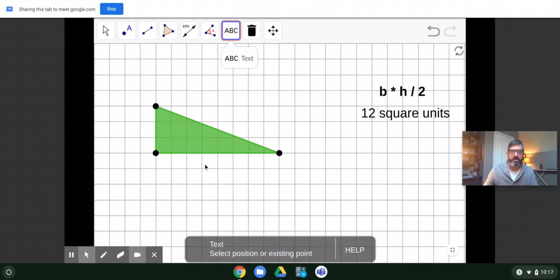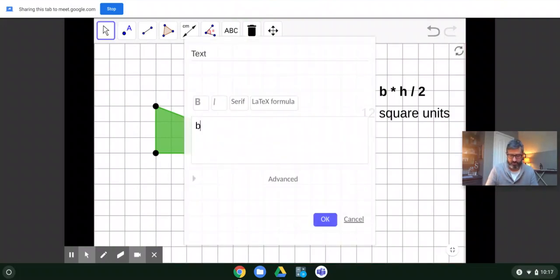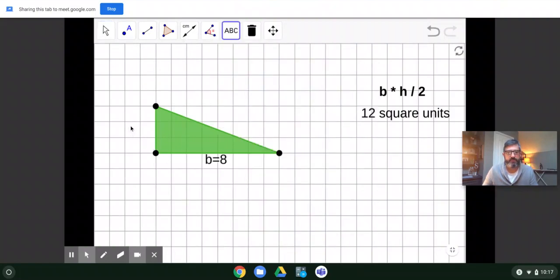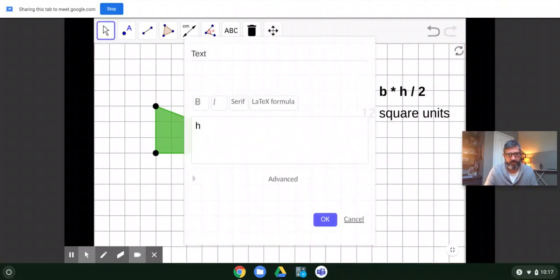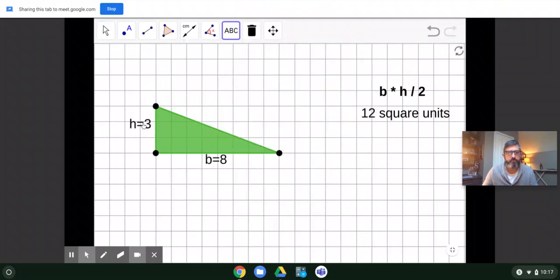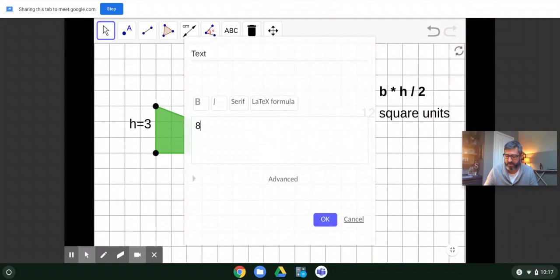So here at the bottom, we use our base. B is equal to 8. And then that gives us a height equal to 3. So if we plug those numbers into our formula here, that gives us base of 8 times our height of 3 divided by 2 is equal to 12.